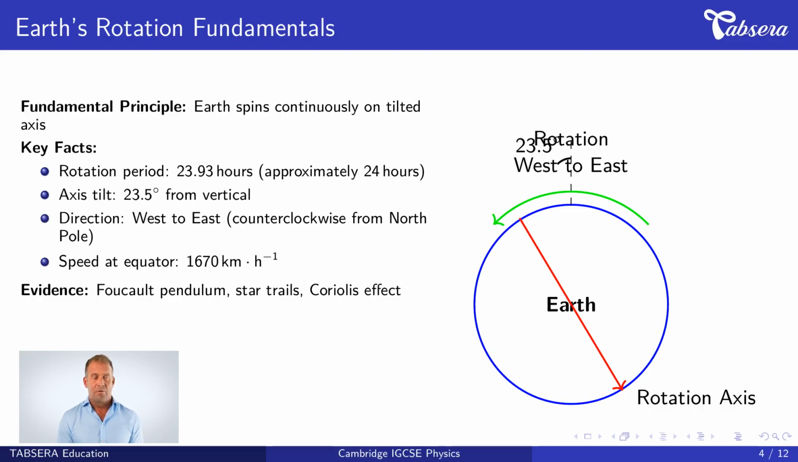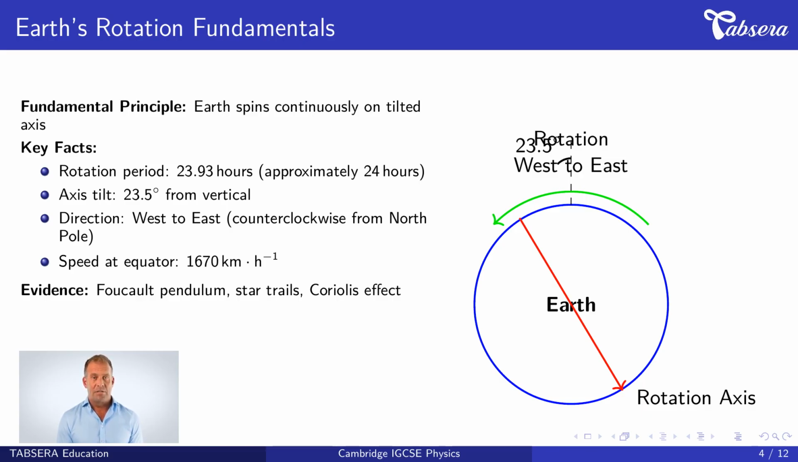Let's explore Earth's rotation fundamentals. The fundamental principle states that Earth spins continuously on a tilted axis. This rotation is constant and has been occurring for billions of years. Key facts include the rotation period is 23.93 hours, which we round to 24 hours for practical purposes. The axis tilt is 23.5 degrees from vertical, measured relative to Earth's orbital plane.